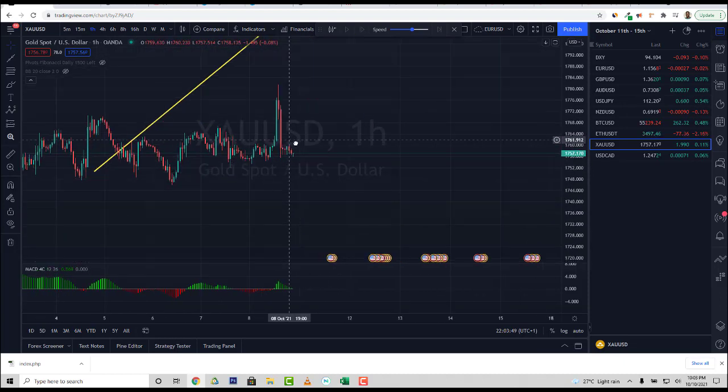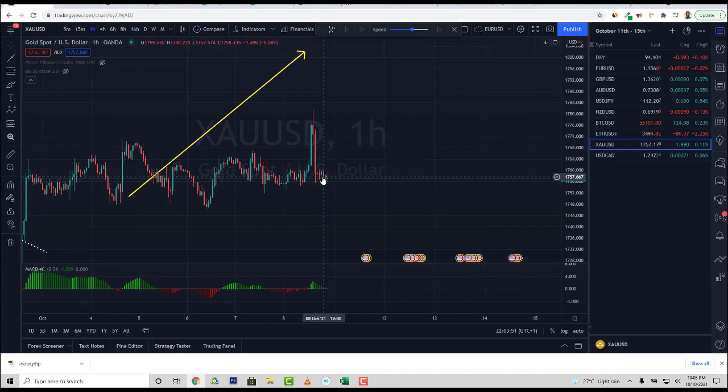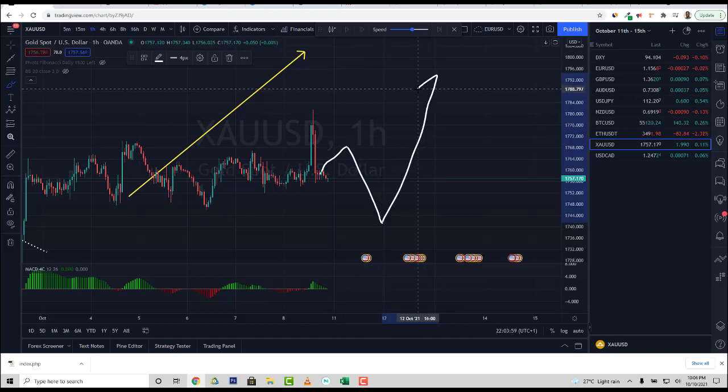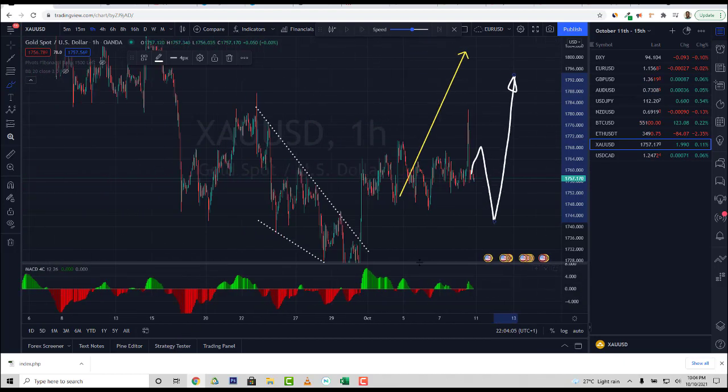So I'm expecting gold to correct a little bit upwards, then a fall, before we now get a move up. So this is what I'm looking out for in gold. So I'm expecting gold to correct a little bit upwards, all right, before a fall.